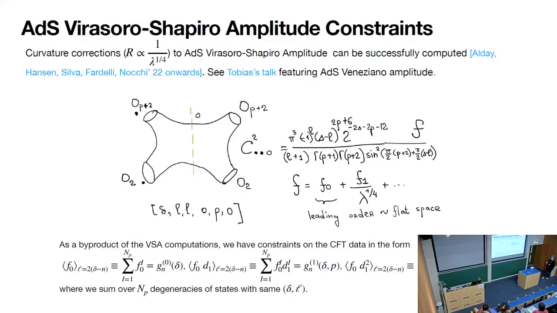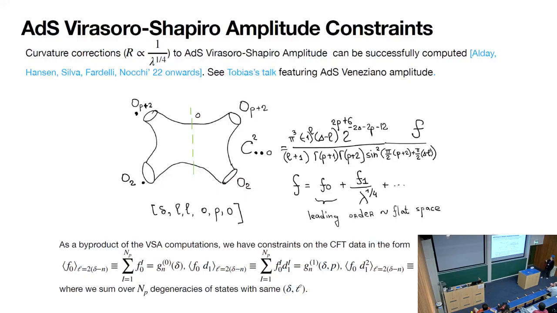This is about computing curvature corrections to string amplitudes, for example to the Virasoro-Shapiro amplitude. Tobias, I think, will have a talk this week about that. So basically you can compute some corrections to the amplitude. This is a correlator of four BPS operators, and then you have some exchanged operators in the middle, and then you introduce some prefactor and the ansatz for the OPE coefficients, and the leading order of the OPE coefficient, which we call F0, corresponds to the flat space limit.